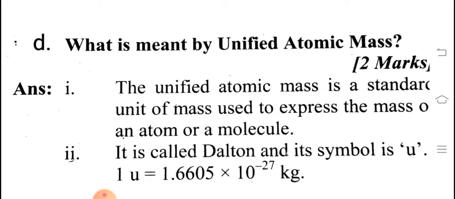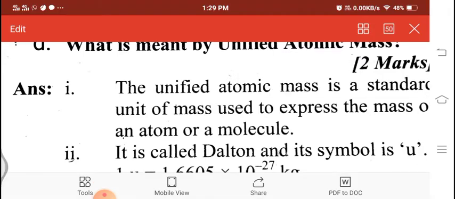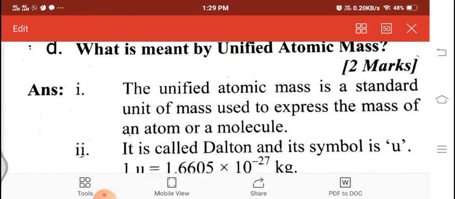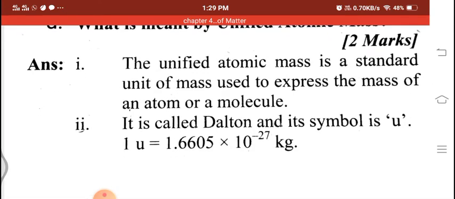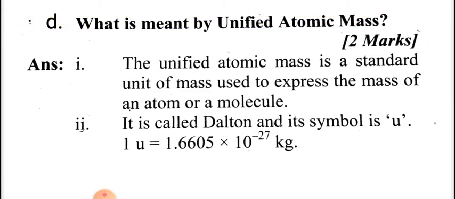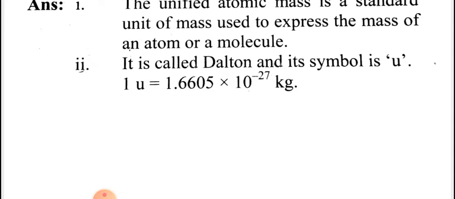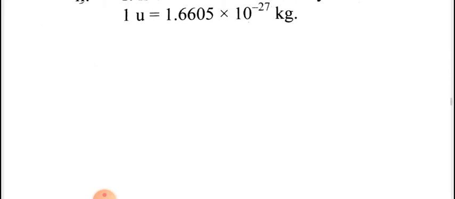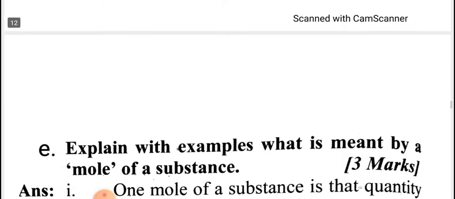What is meant by unified atomic mass? The unified atomic mass is the standard unit mass used to express the mass of an atom or a molecule. It is called Dalton and its symbol is small u. So we have a value for one unit, that is 1.6605 into 10 to the power of minus 27 kg. 1 unit is equal to this.